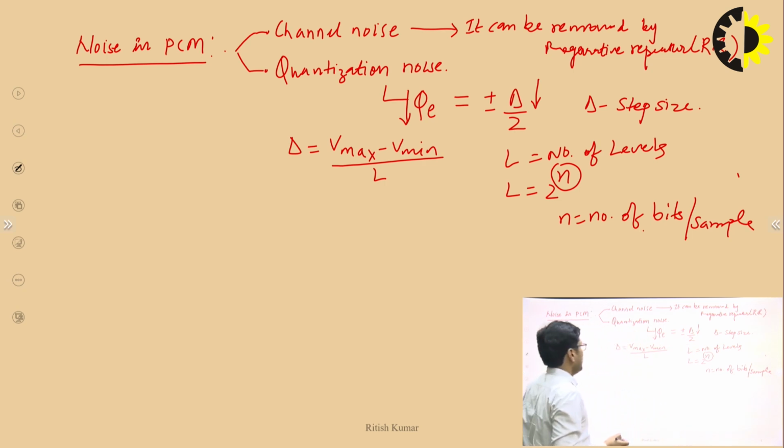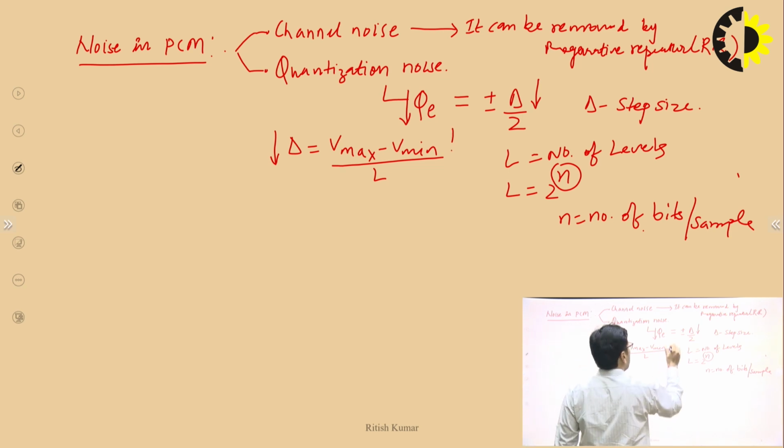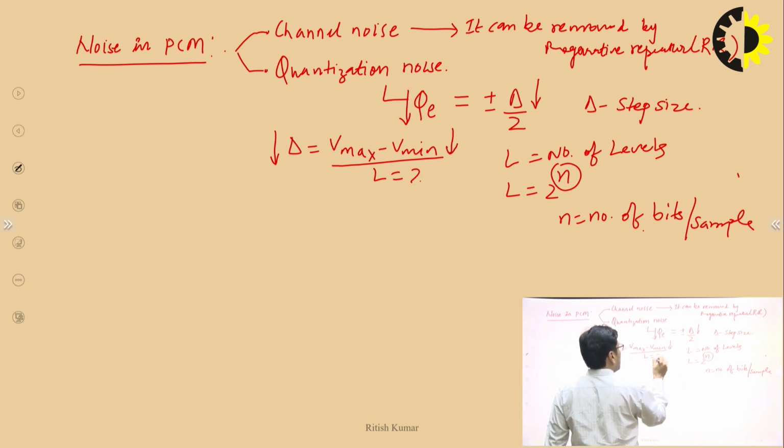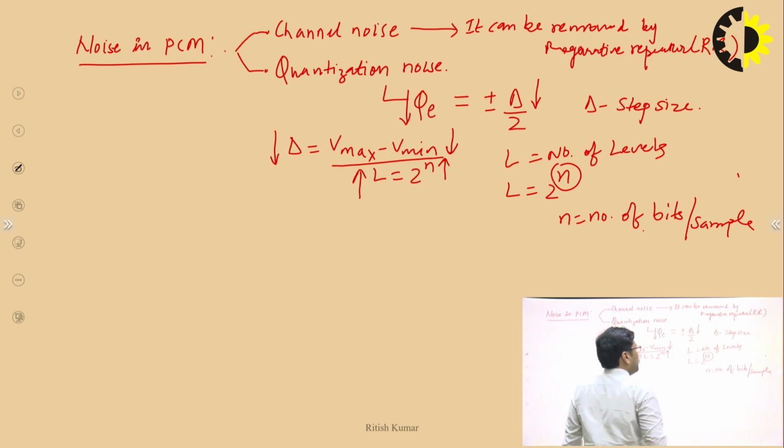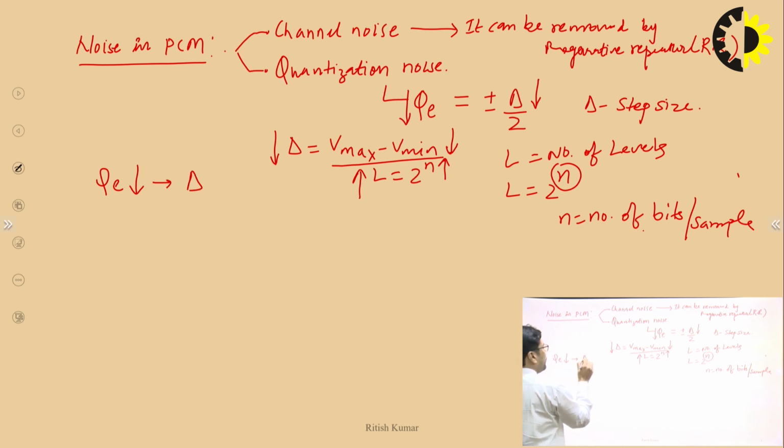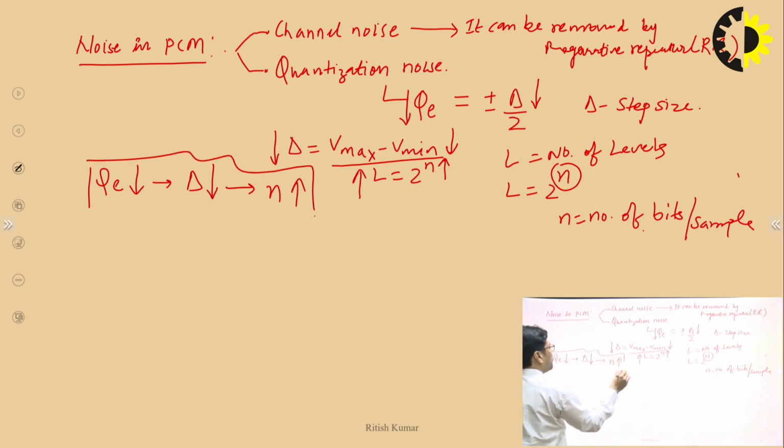So in other words, if you want to decrease the delta size, you have to decrease the dynamic range, or you can increase the value of n, for which you have to increase the number of bits per sample. So there is a relation: to reduce the quantization error, you have to decrease the step size, and for decreasing the step size, you have to increase the number of bits per sample. This is the main motto to reduce the quantization error.